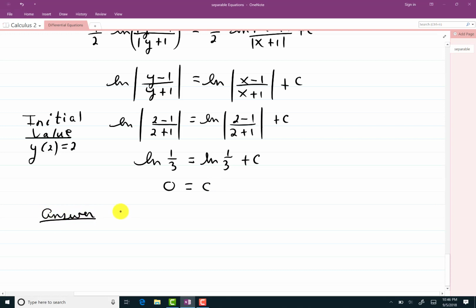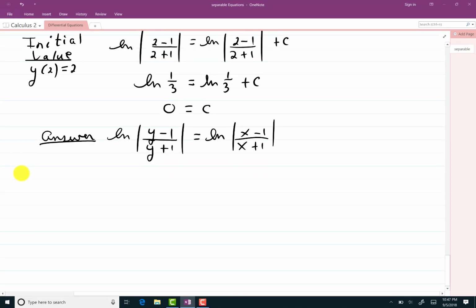simply can be written as the natural log of y minus 1 over y plus 1 equals the natural log of x minus 1 over x plus 1. Or if you want to, you can take e to the both sides, and I could get the absolute value of y minus 1 over y plus 1 equals the absolute value of x minus 1 over x plus 1.